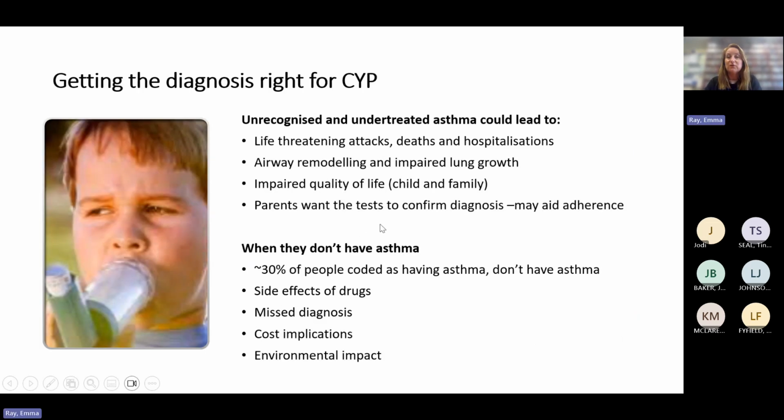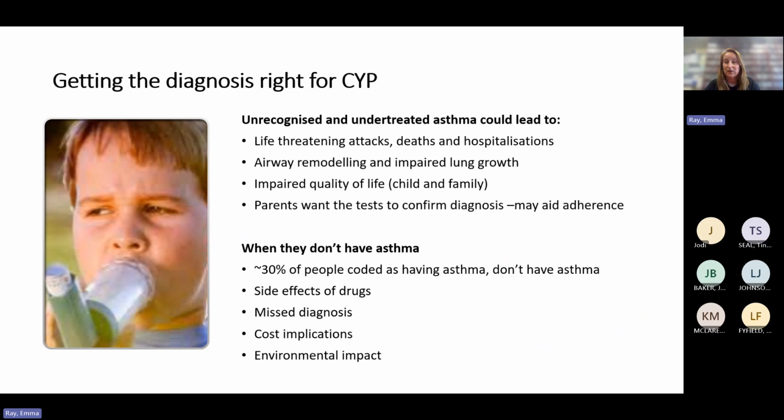Okay, so getting the diagnosis right in children is really, really important. We want to make sure that they've got the right diagnosis so that we're avoiding asthma attacks, deaths and hospitalisations. If we don't get the diagnosis right early on, it can lead to long-term lung damage. The airways become remodeled because of the airway inflammation, that damage, you get scarring of the lungs and you can get impaired lung growth. It can affect their quality of life. If they're having time off school because of breathing problems, the parents as well might need to take time off work. It could all be very problematic.